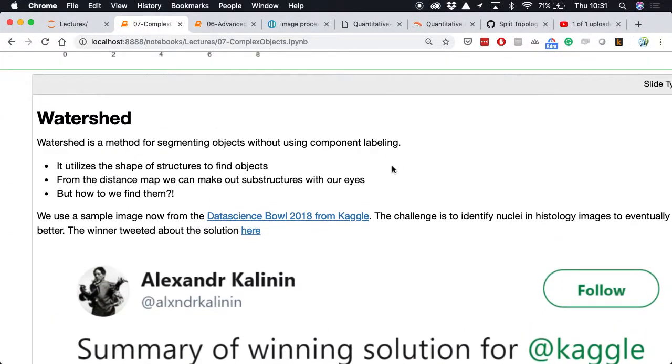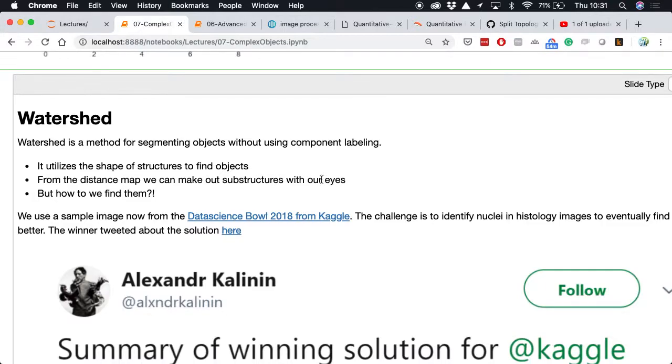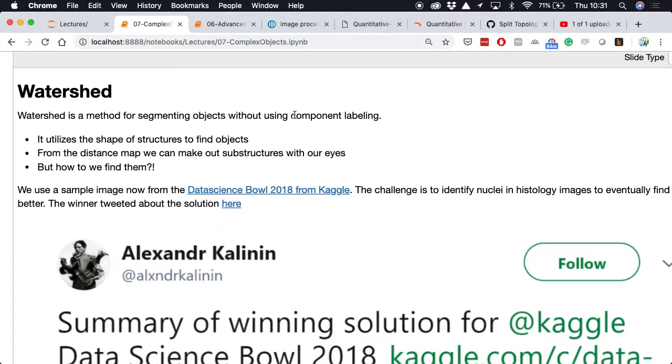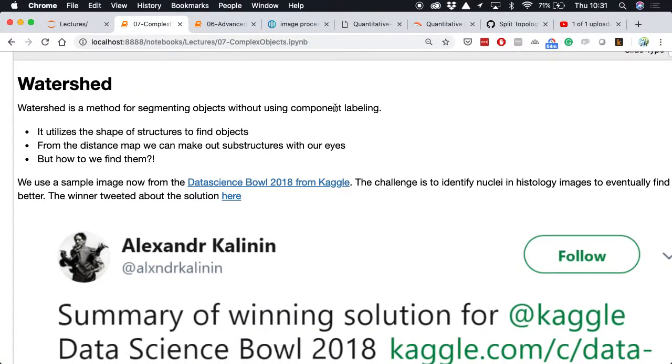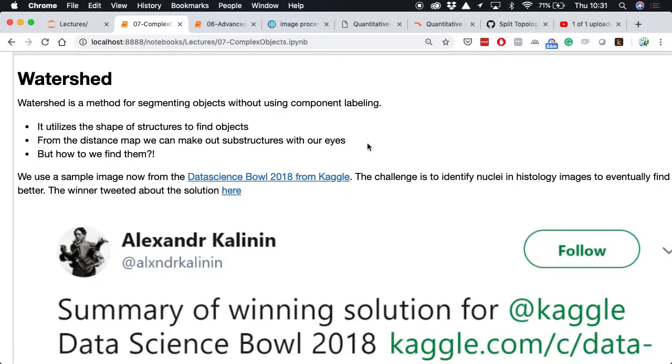So now to go to another method that also deals with topology quite a bit, is this idea of watershed. And so watershed is a superpowered component labeling where you use the shapes of the structures rather than just their connectivity in order to connect objects together and figure out which components are actually separated.